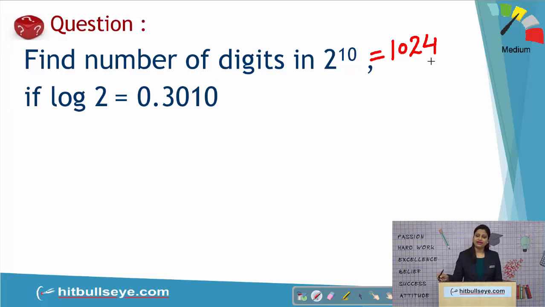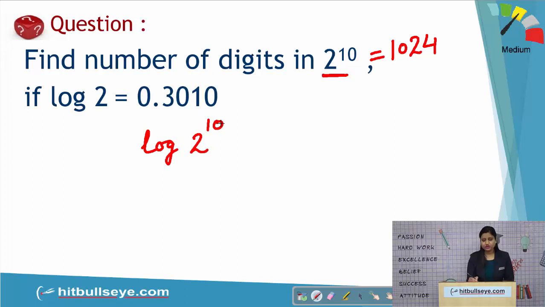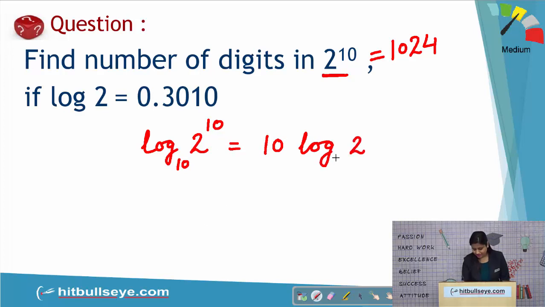See, how can we apply logarithm here? Whenever you want to find number of digits in a number, take log of that number. For example, 2 raised to power 10, that is the required number here. We'll take log of this. See, whenever I am not defining the base, please consider it as 10. So by using power formula, it will become 10 log 2 with base 10.